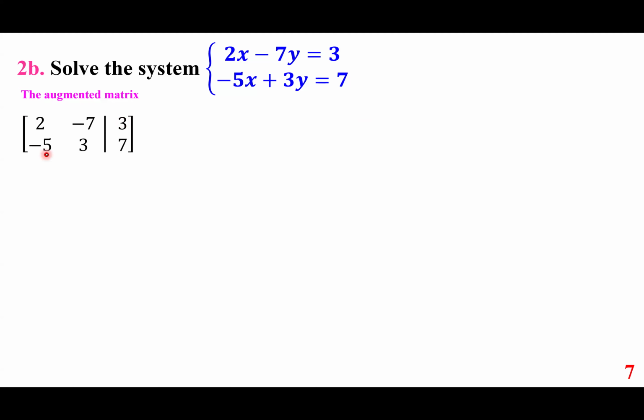Instead, you notice this is minus 5. So if I multiply this one by 3 and add this one to it, this becomes 1. So 3R1 plus R2 becomes the new R1. What do we mean by that? If I multiply this one by 3, I get 6, and minus 5 is 1. If I multiply this one by 3, 3 times negative 7 is negative 21. Add this one, you get negative 18. If I multiply this one by 3, I get 9. Add 7, you get 16. And the second row remains unchanged. Okay.